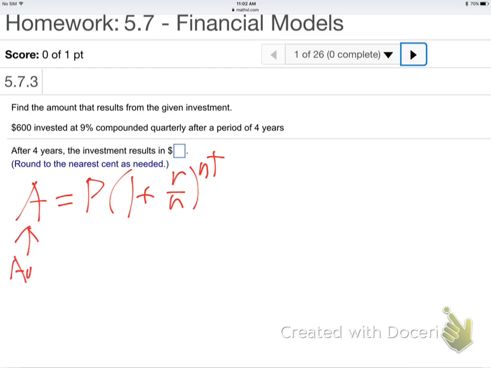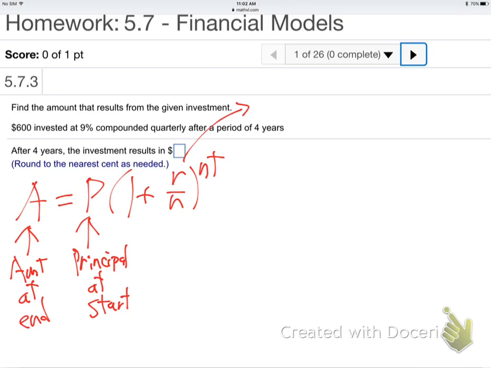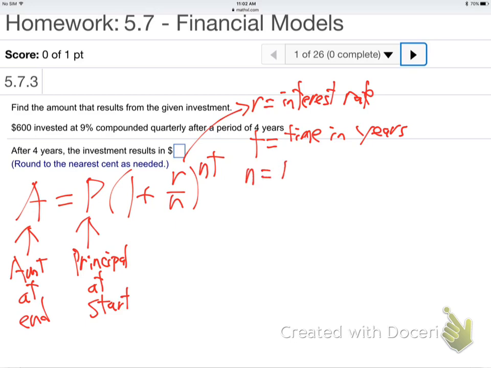A is the amount at the end. P is the principal at the start. R is the interest rate. And T is the time in years. And N is the trickiest part.